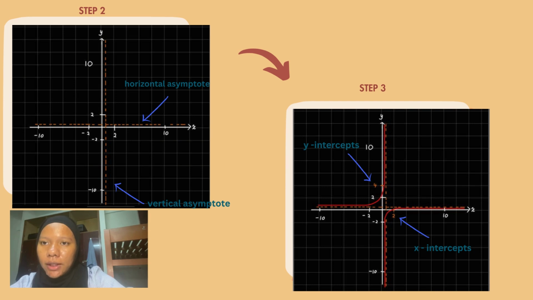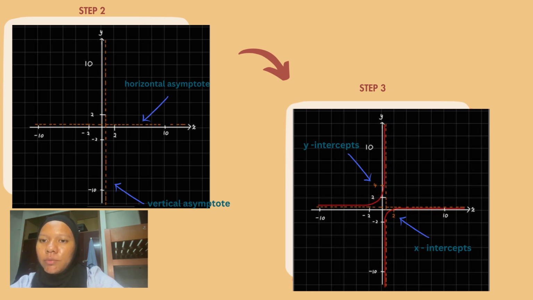For the second step, you need to refer back to question number 2, because question number 2 has the vertical and horizontal asymptote values. We need to take those values to sketch the new lines with dotted lines on the graph. You can see the example in the slide that I have shown you. For the third step, you need to mark the y-intercept and x-intercept values on the graph.